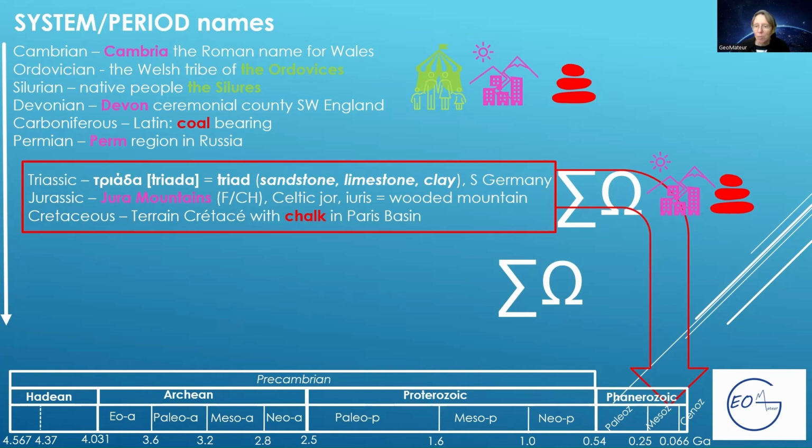Jurassic, its name comes from the Jura Mountains located on the border of France and Switzerland. Also, it can be connected with Celtic words meaning wooded mountain. And the Cretaceous, its name comes from the Latin word creta, meaning chalk, but also can be connected with the place terrain Cretas in Paris Basin.